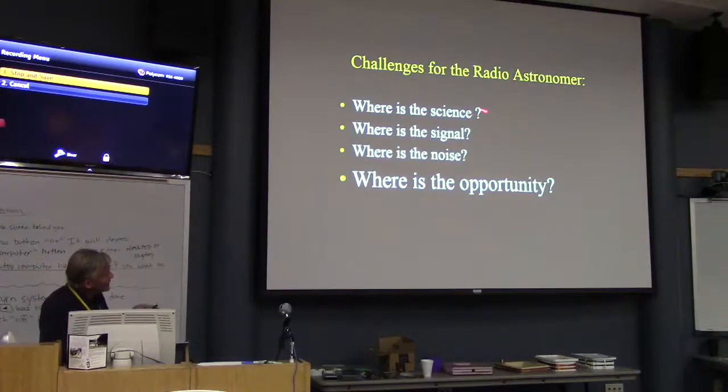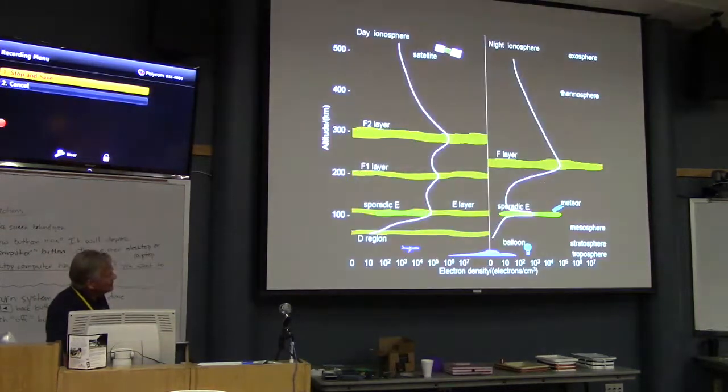So, we know about the science, we know what the signals might be, we know something about the noise. And do we have an opportunity? Well, it's kind of expensive. What height do we have to go up? In kilometers, we've got to get above maybe 400 kilometers, something like that. At night, we can go lower.